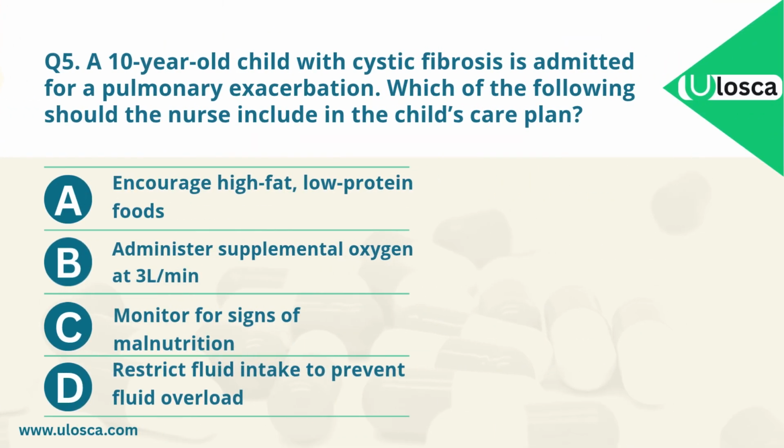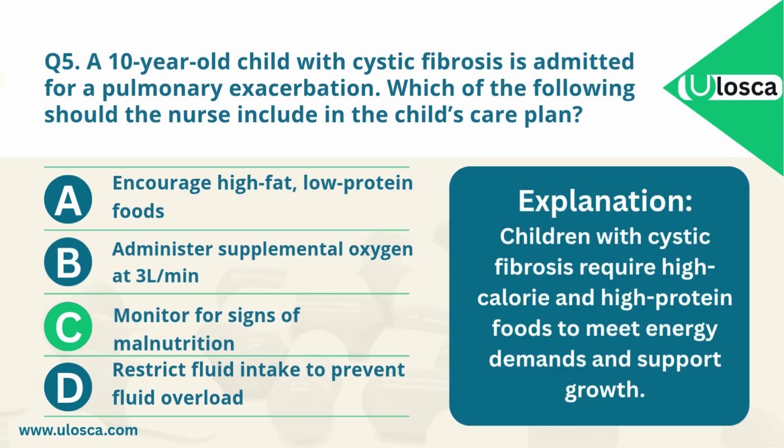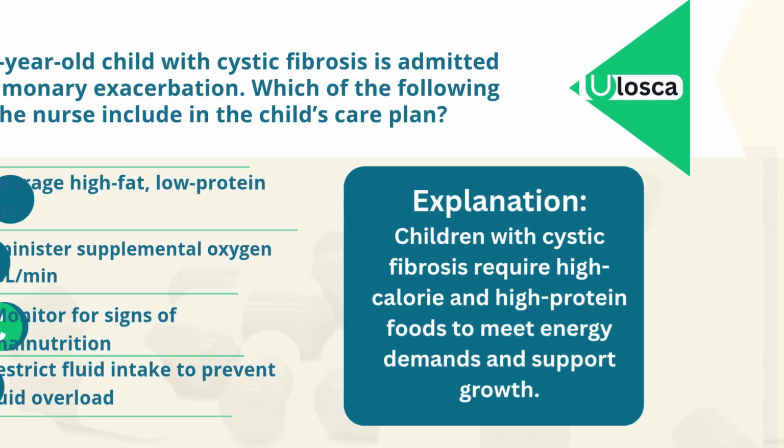The correct answer is C. Monitor for signs of malnutrition. Explanation. Children with cystic fibrosis require high-calorie and high-protein foods to meet energy demands and support growth.